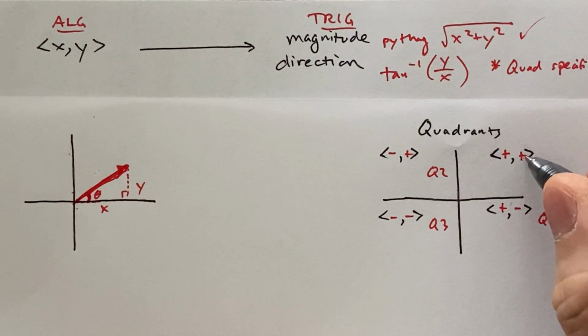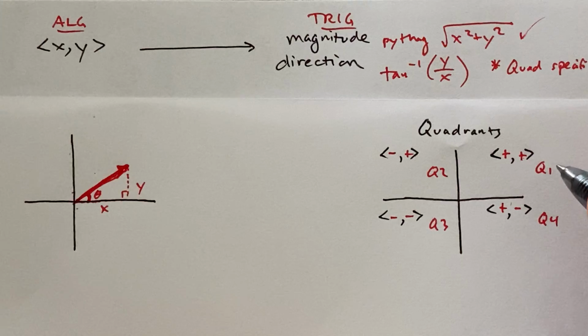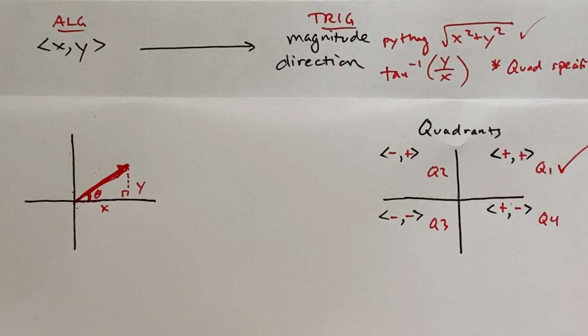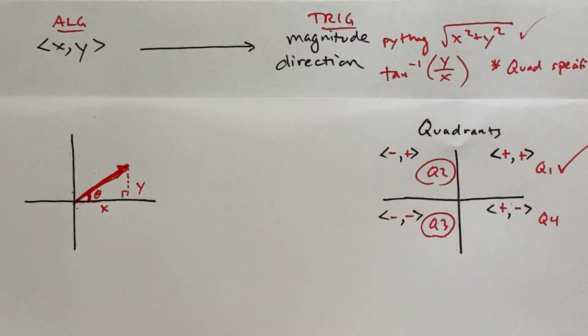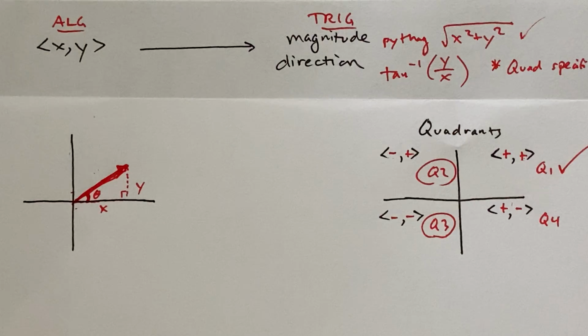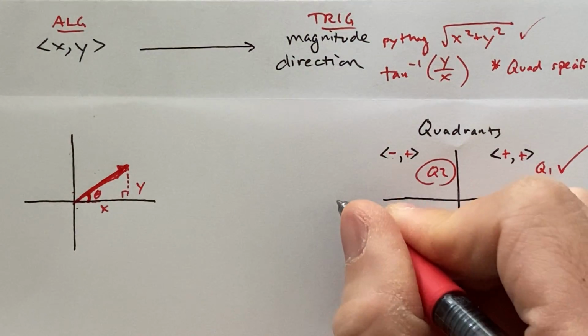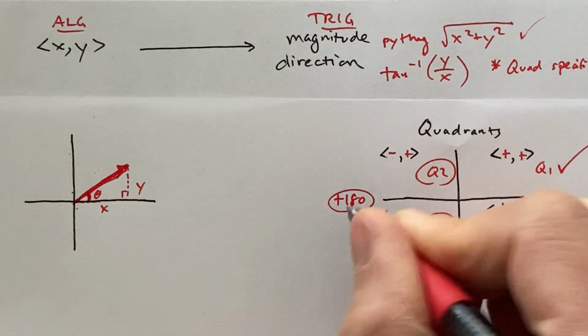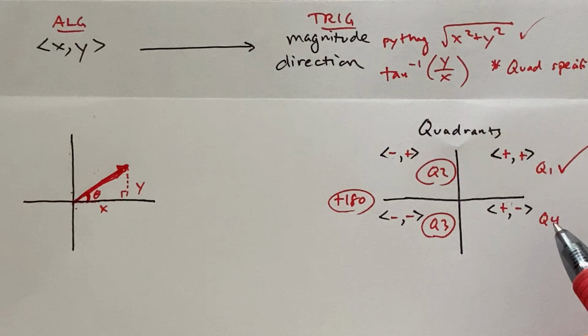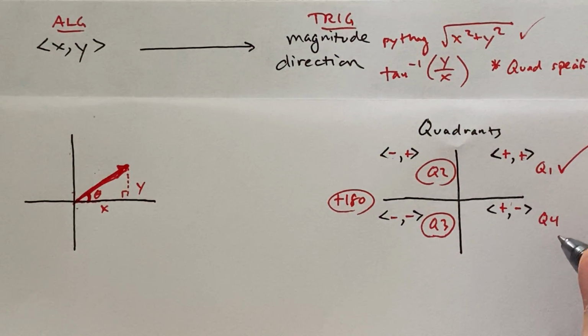If you were in quadrant 1, in other words, both of these numbers were positive, that's the only time your calculator is correct. But if you're ever in quadrant 2 or quadrant 3, and you know that just by the signs, S-I-G-N signs of the x and y coordinates or components, then make sure you take whatever answer your calculator spits out and add 180 degrees. Okay. Then finally, if your vector is in quadrant 4, make sure you add 360 degrees.